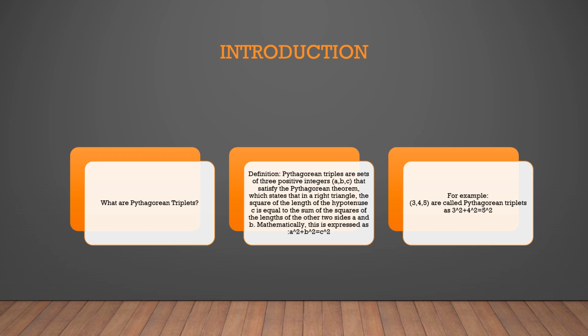Pythagorean triplets are sets of positive integers that satisfy the Pythagorean theorem, which states that in a right angle triangle, the square of the length of the hypotenuse should be equal to the sum of squares of lengths of the other two sides, which is mathematically expressed as a square plus b square equals c square, where a, b, c are the lengths of sides of the triangle and c is the hypotenuse of the triangle. 3, 4, 5 is one example of a Pythagorean triplet.